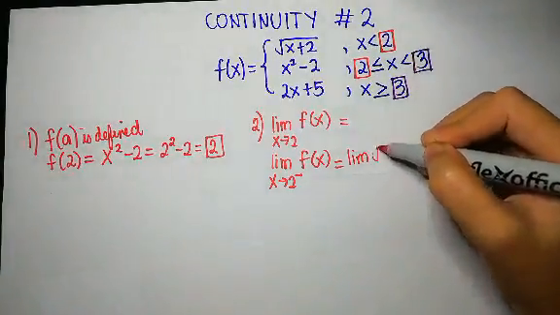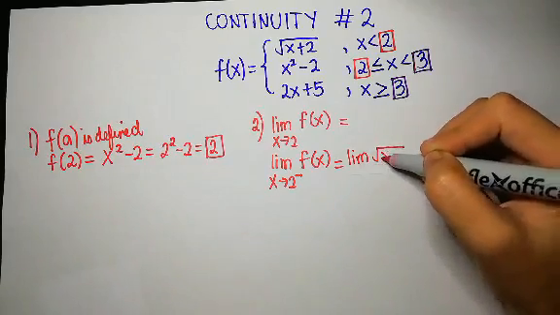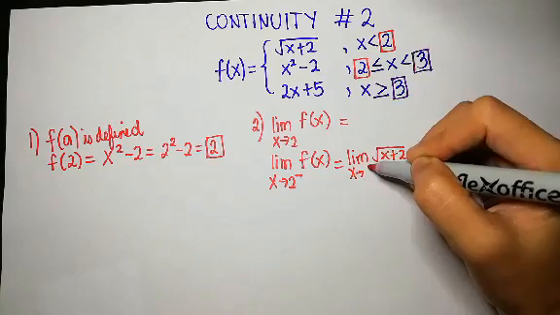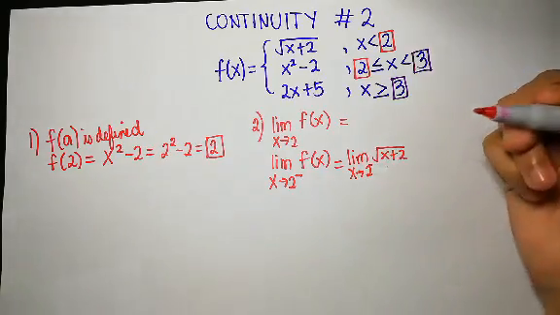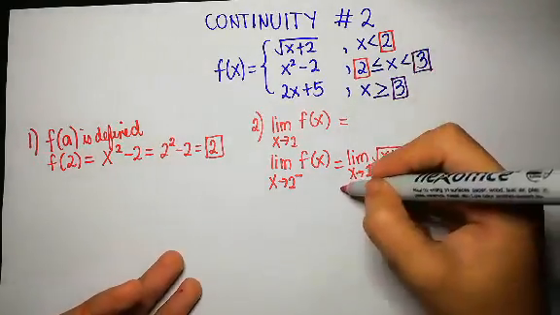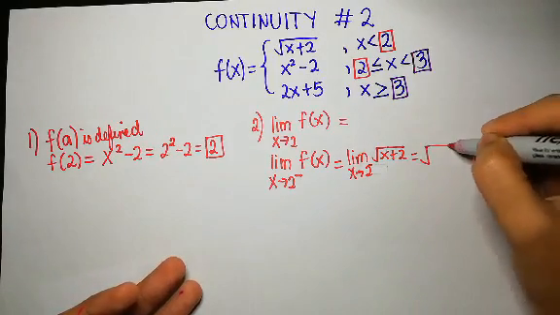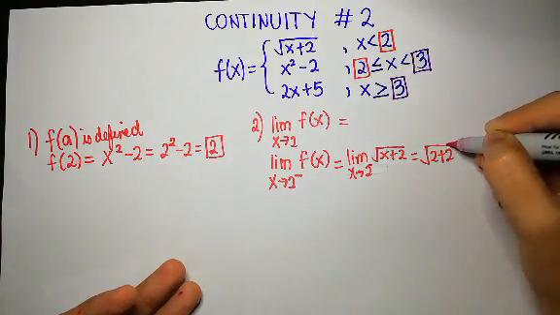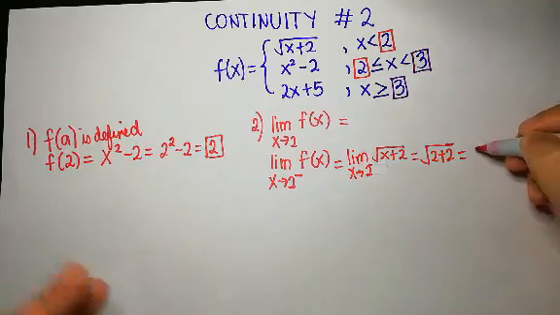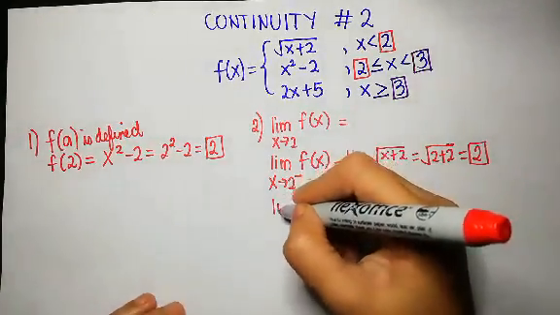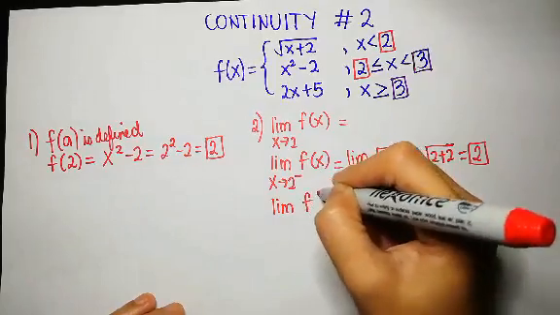Limit of square root of x plus 2 as x approaches 2. So, atin ang substitute. Square root of 2 plus 2. Ang square root of 2 plus 2 is square root of 4, which is equal to 2. Yan. Next, hanapin natin yung right. To the right.